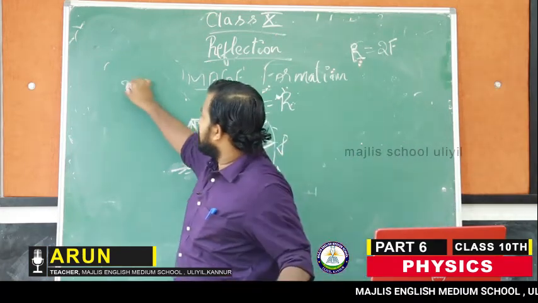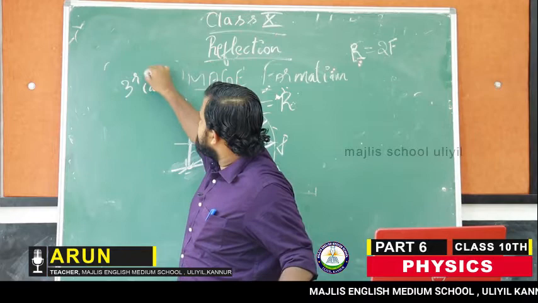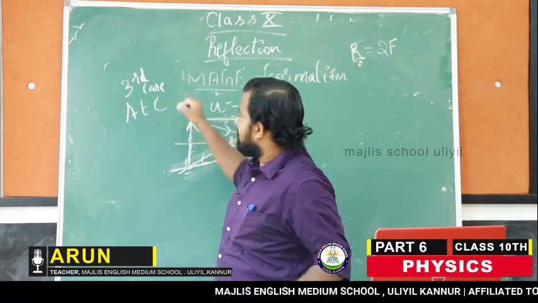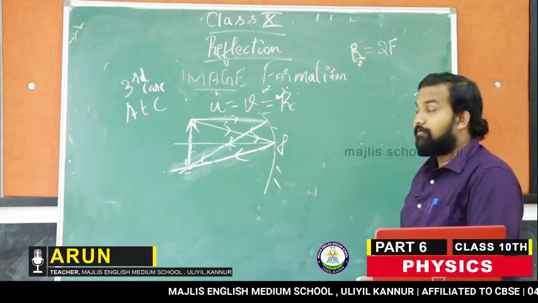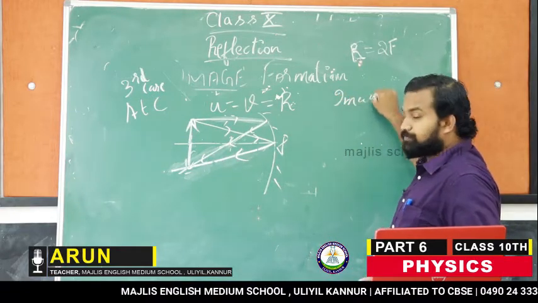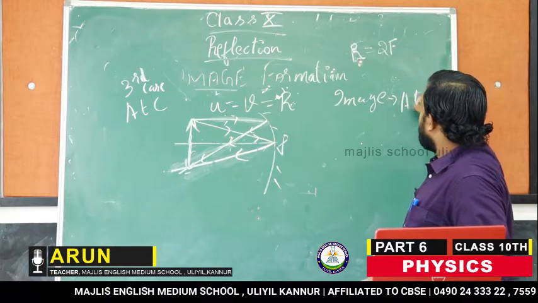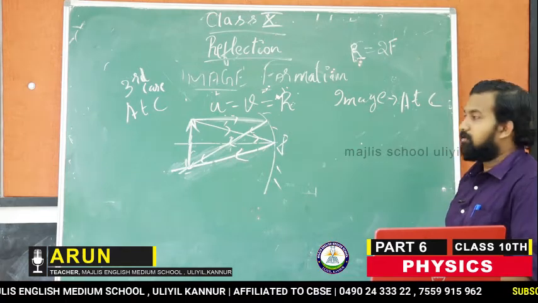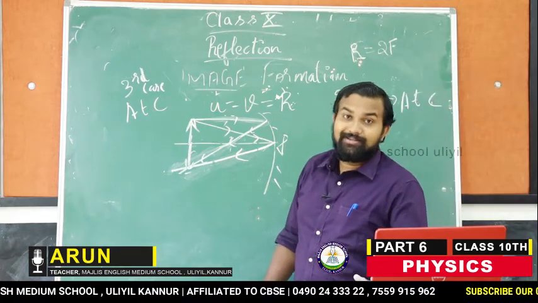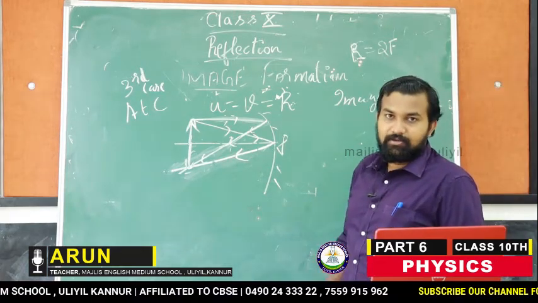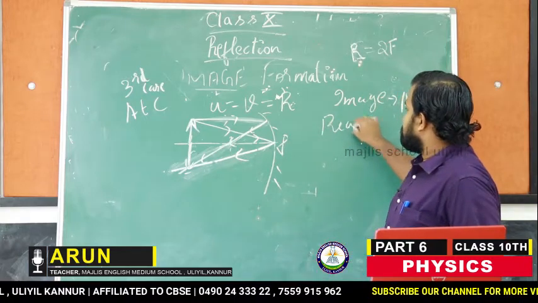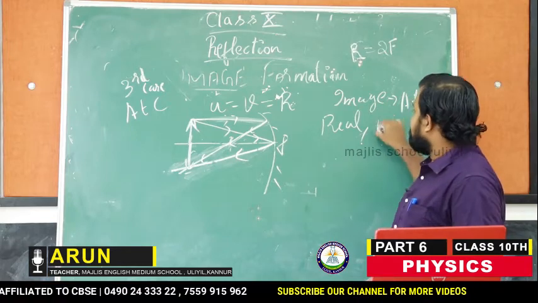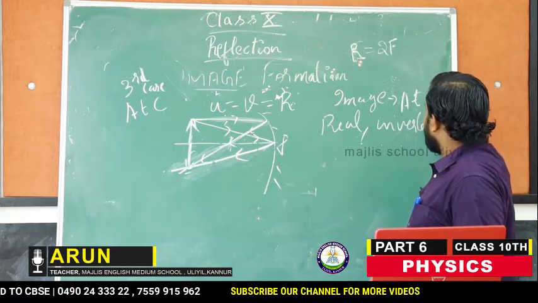What is the third case? Third case, what is it? We will keep the object at center of curvature. Okay, and we will get the image also at center of curvature itself, isn't it? Now listen, the important thing in this case is that it's also real. That's for sure, it's a real image. Okay, it's a real image, and it is an inverted image. There is no doubt in that.